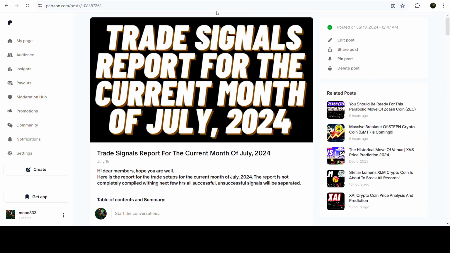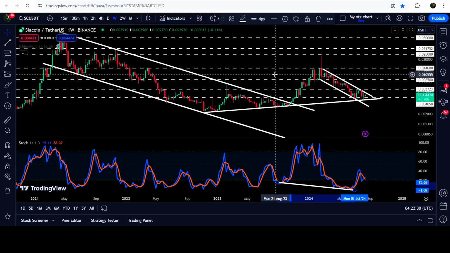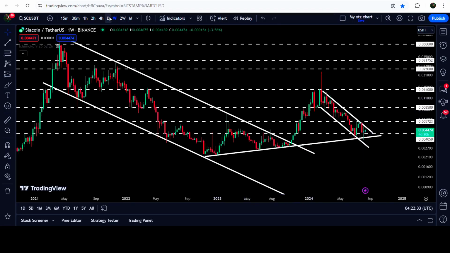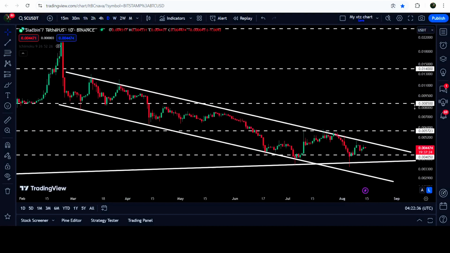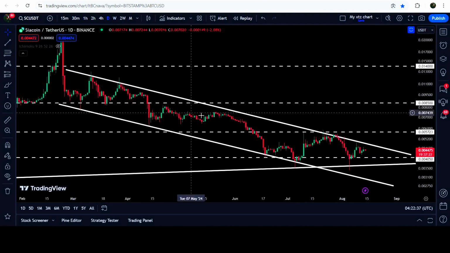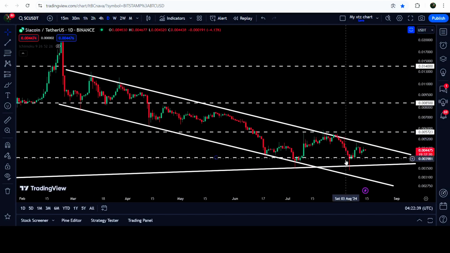Now let me take you to the live chart of Siacoin. And this is the weekly. First of all, let me show you the daily time frame chart. Here you can see that for the past several days, it is moving inside this channel. Recently, the price line once again bounced from the support of this channel. The previous bounce happened here on 5th of July 2024, and this bounce is happening here after 1 month, on 5th of August 2024.